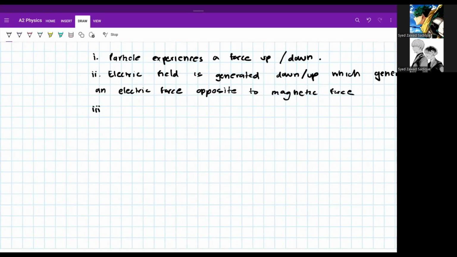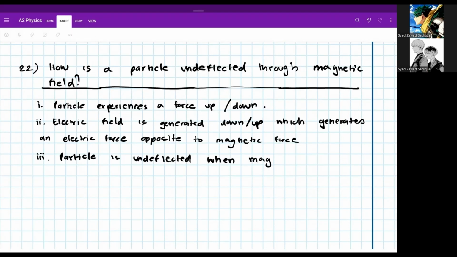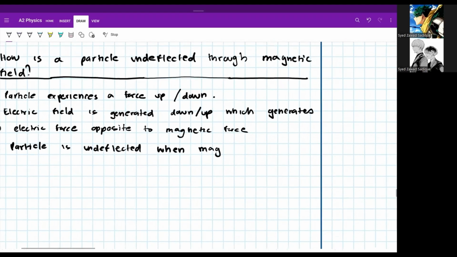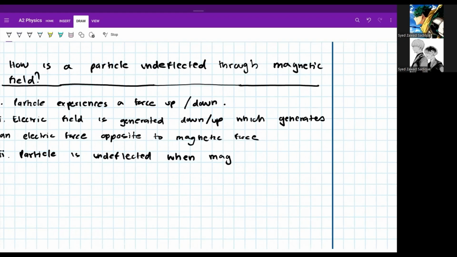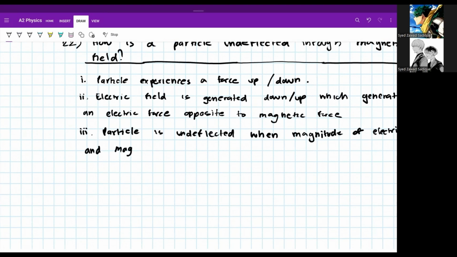Number 3, in turn, particle is undeflected when magnitude of electric and magnetic force are equal. Excuse me, I don't know how the color changed. I'll zoom it. Yes. All right.